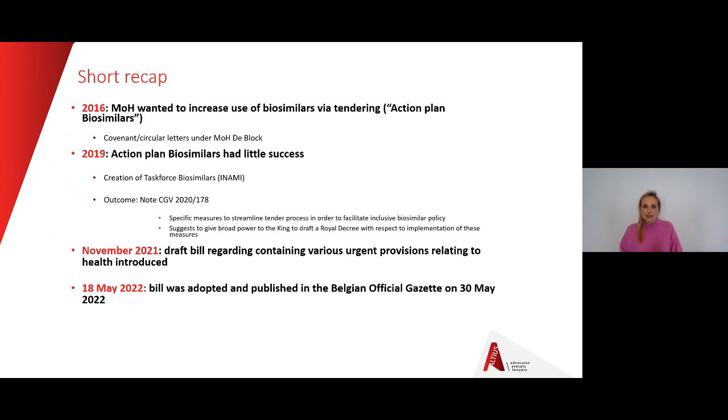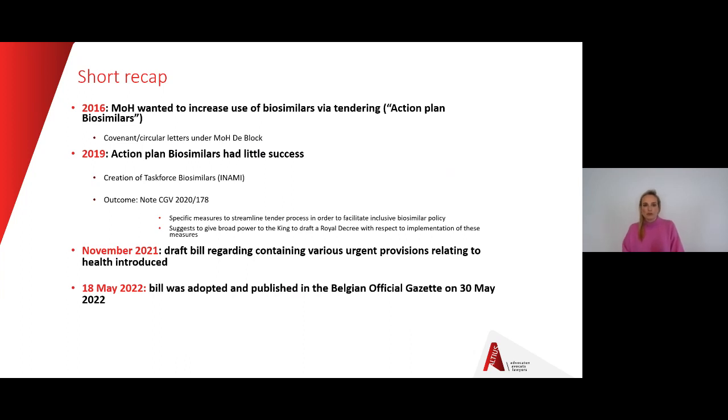So in 2019, they created a task force on biosimilars within INAMI. And the outcome thereof led to a note, the details of which are mentioned in our presentation. The conclusions of the task force were that there had to be specific measures to streamline the tender process in order to facilitate an inclusive biosimilar policy. The task force suggested giving broader power to the king to draft a royal decree which would govern the implementation of these specific measures in order to promote the use of biosimilars.